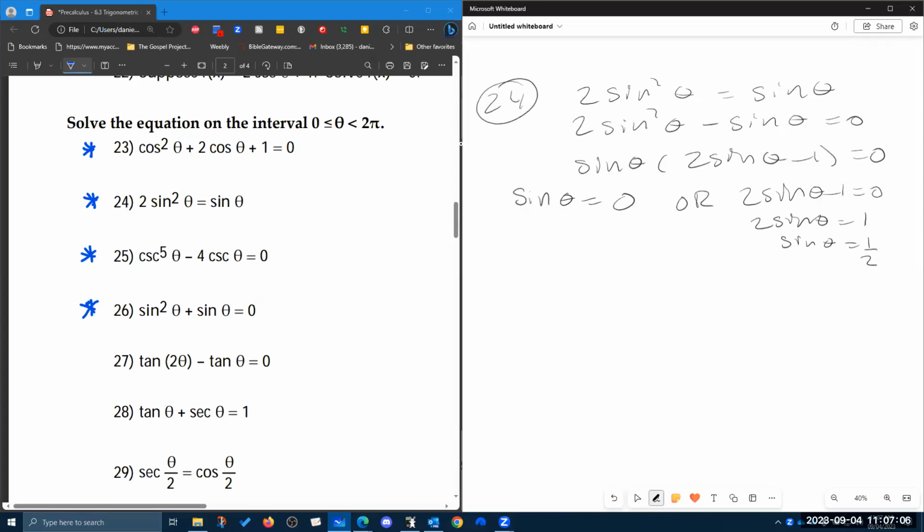So there are two places where sine is 0 on the first revolution, and that's at 0 and pi. There are two places where sine is 1/2, and that's at pi over 6 and 5 pi over 6. So I'm going to union these two together, say that theta is equal to 0, or pi over 6, or 5 pi over 6, or pi.